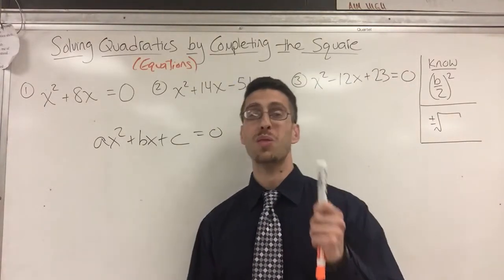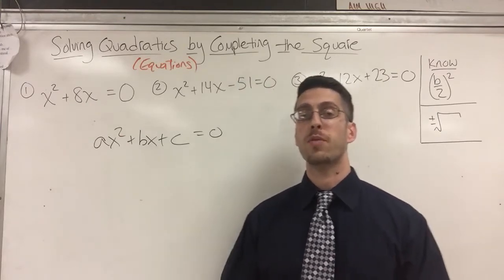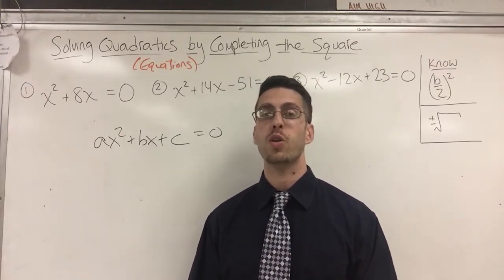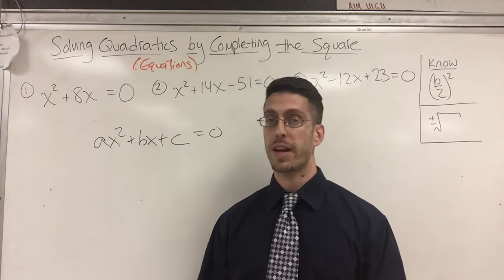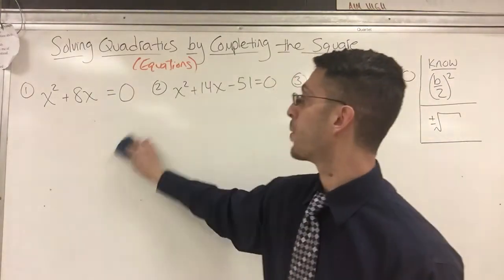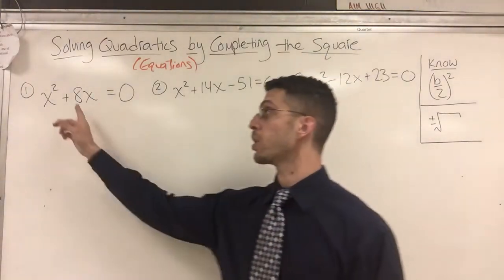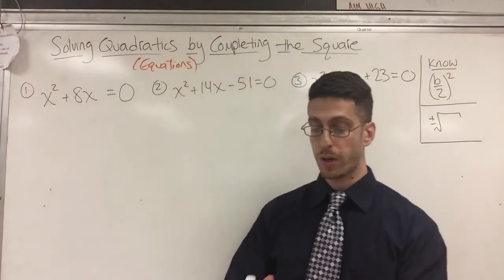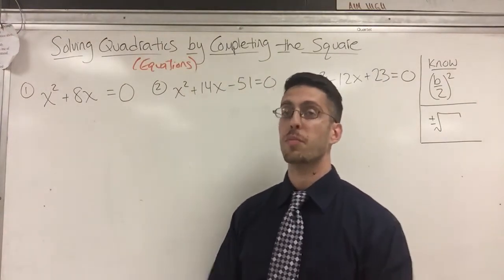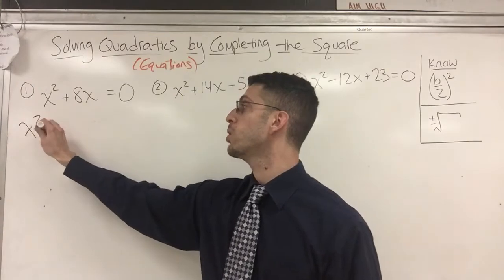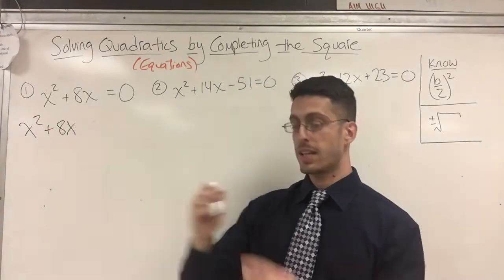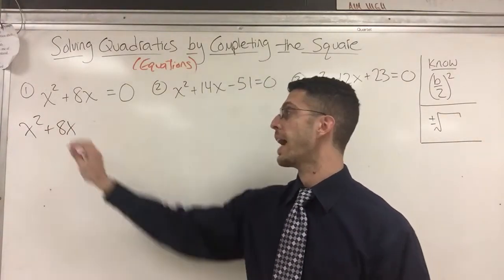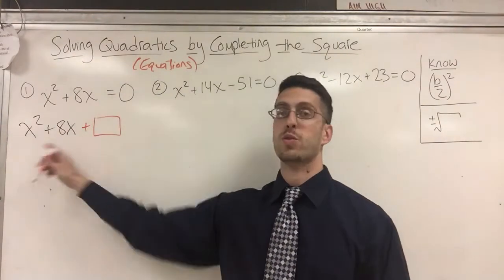Also, completing the square is helpful because I'm comfortable with perfect square trinomials. When I see one, I know how to factor it. Okay? Now, let's look at the first one. I'm going to try to complete the square, just like I did in my other video of completing the square. So what I did is I need to think of a number that I can add to make this thing a perfect square trinomial.